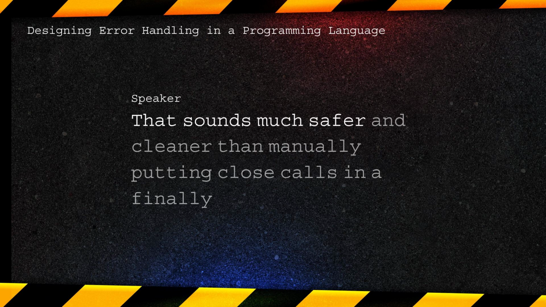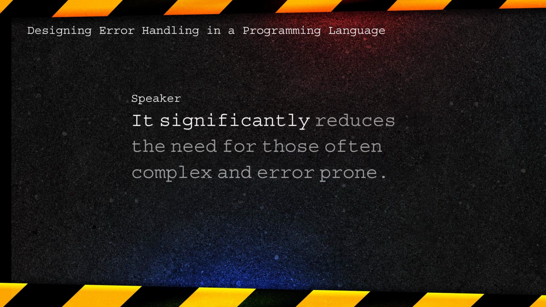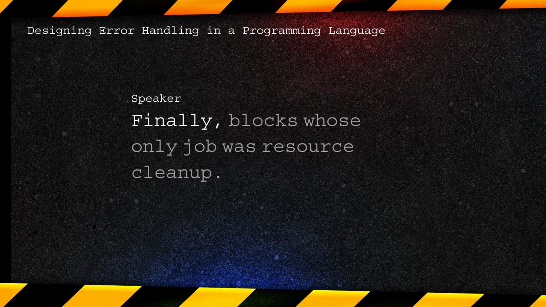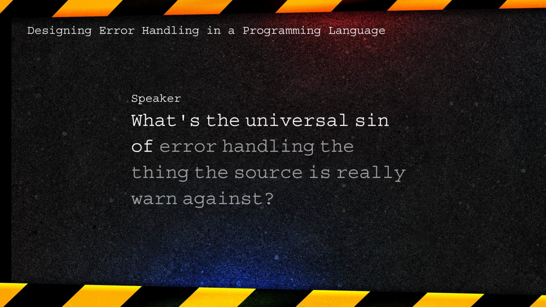That sounds much safer and cleaner than manually putting close calls in a finally block, which was the old way, right? Much cleaner. It significantly reduces the need for those often complex and error-prone finally blocks whose only job was resource cleanup. Okay, so clean up your resources. What's the universal sin of error handling, the thing the source really warned against?